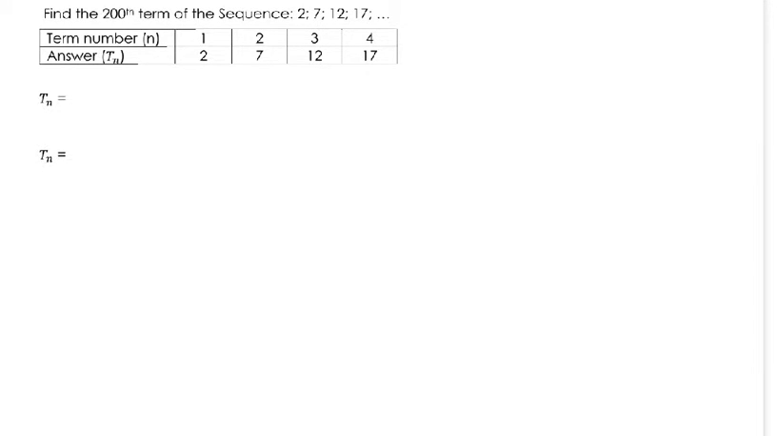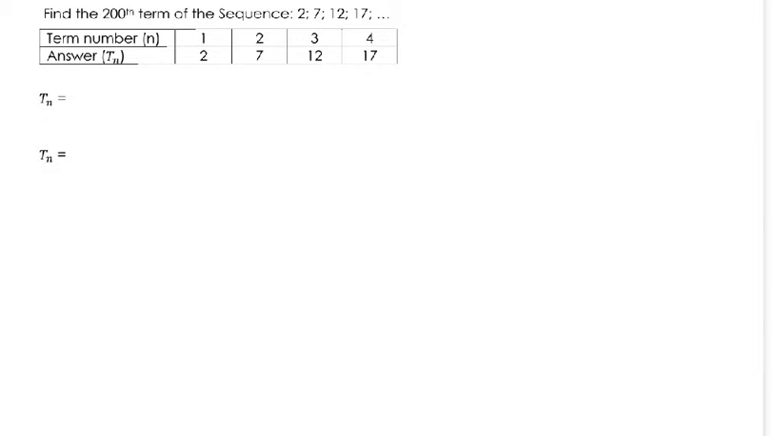In our example, we've got a sequence 2, 7, 12, and 17. We have to find out what the 200th term of this sequence is. The best way to do this is to come up with a formula, and that's what we're going to have a look at. Let's start by putting all our information into a table.